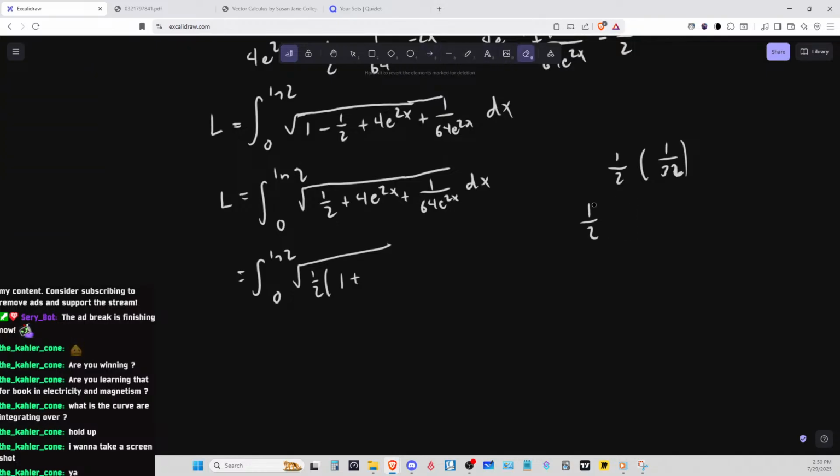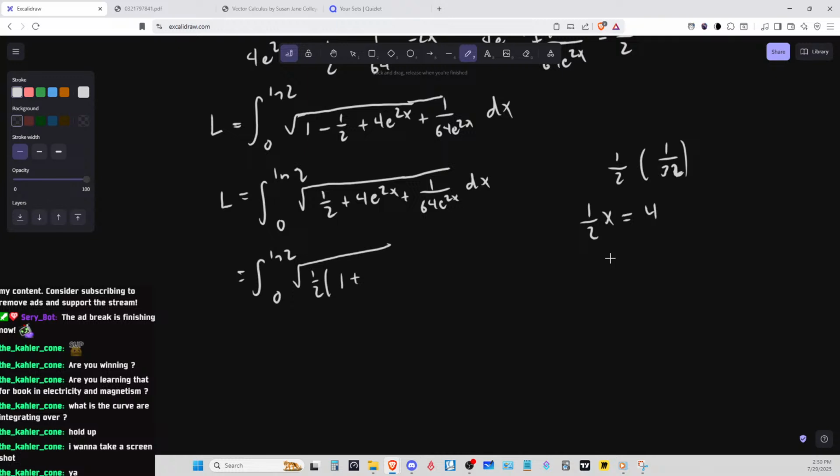I just got to go through some algebra for a second. What does that have? What do I need to do? And then x would have to be equal to 8. Yeah, it would have to be equal to 8 to get to a half.